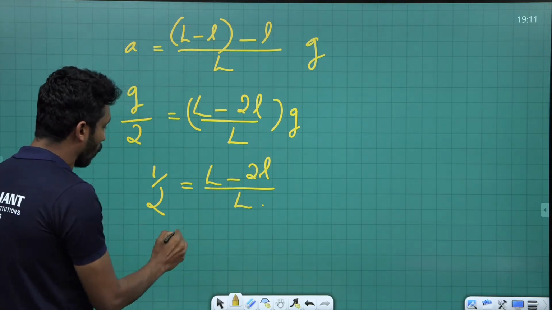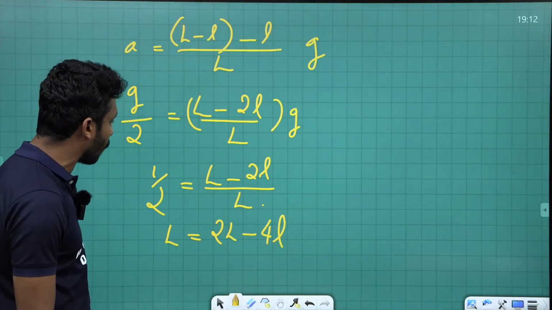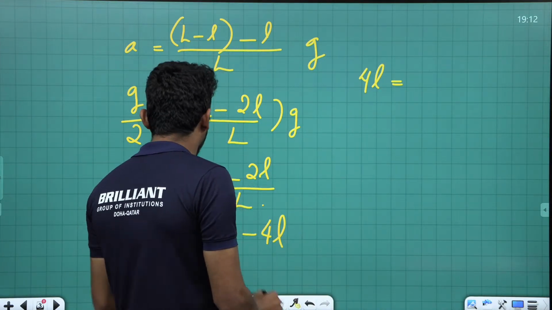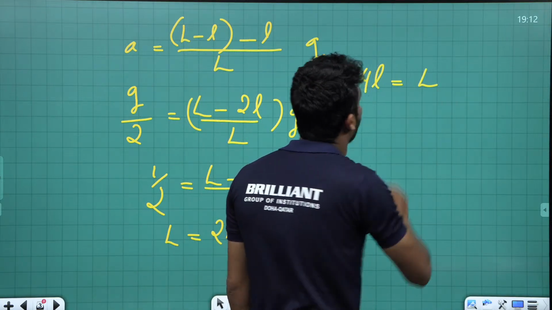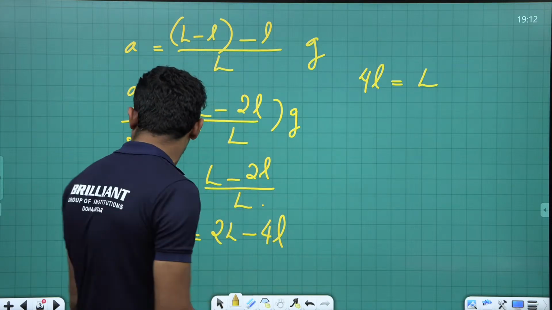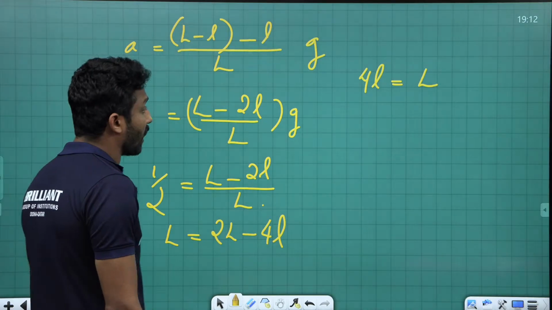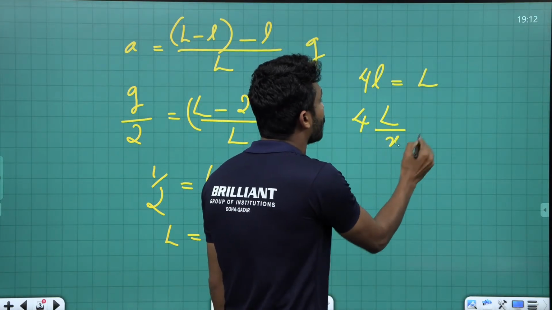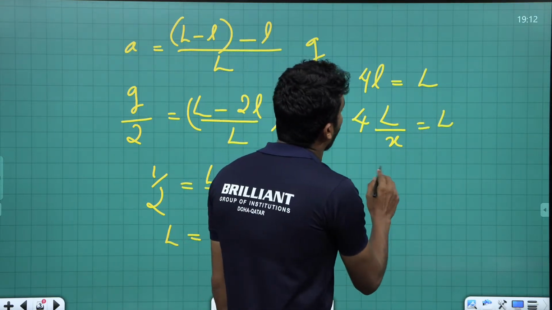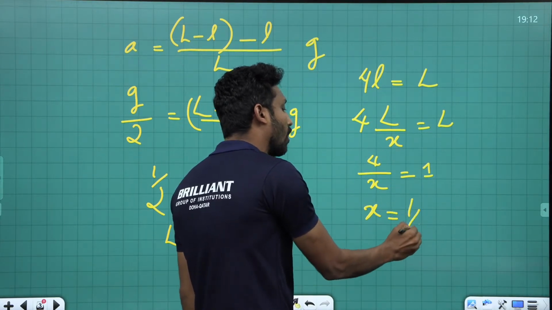That is, L is equal to 2L minus 4l, which means 4l is equal to 2L minus L, that is L itself, isn't it? And in the question it is given that small l is equal to capital L by x. So we get 4 into L by x is equal to capital L. L is cancelled, and what is the value of x? 4 by x is equal to 1, which means x is equal to 4.